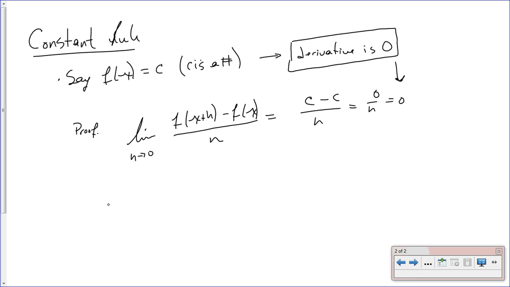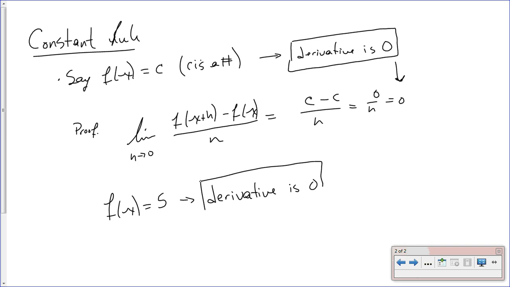All right, so if I say f of x equals 5, and I ask you for the derivative, it will be 0. Doesn't matter what the constant term is, the derivative will always be 0.